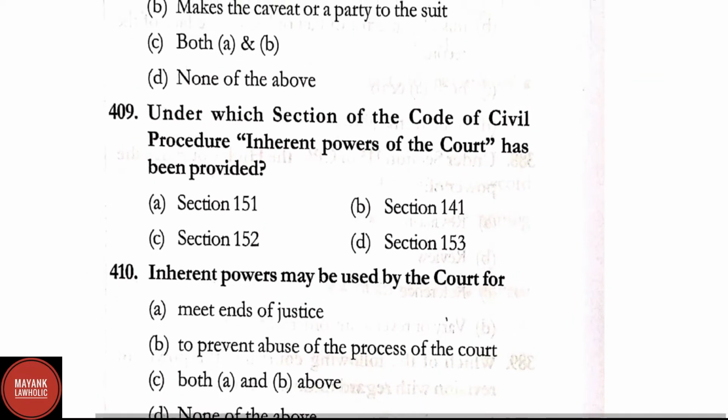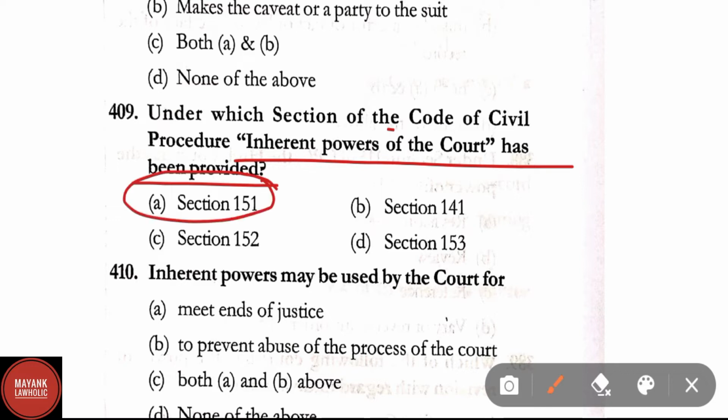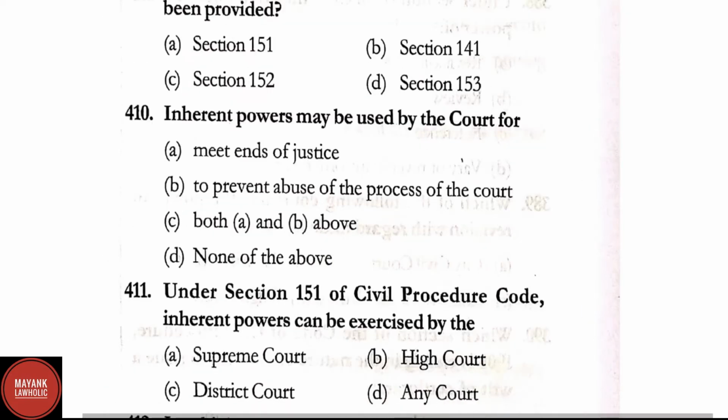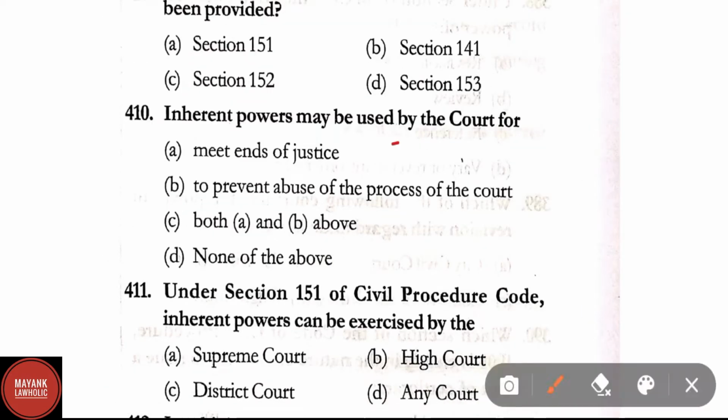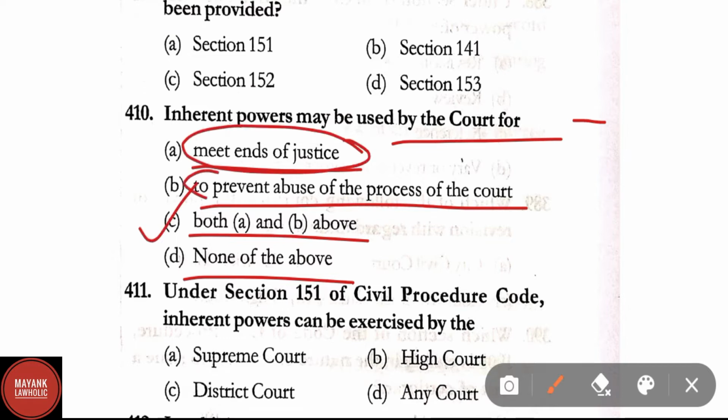Question number 409. Under which section of the CPC has the inherent power of the court been provided? Here the correct answer is option A, that is section 151. Under section 151 of CPC, inherent power of the court has been provided. Question number 410. Inherent power may be used by the court for: option A, meet ends of justice; option B, to prevent abuse of process of the court; option C, both A and B; and option D, none of the above. Here the correct answer is option C, that is both A and B, to meet the ends of justice and to prevent abuse of process of the courts.